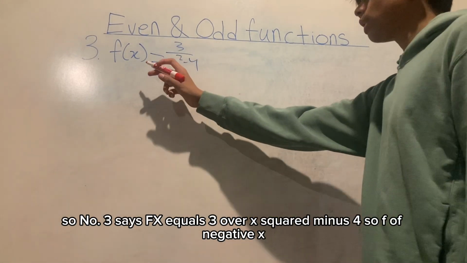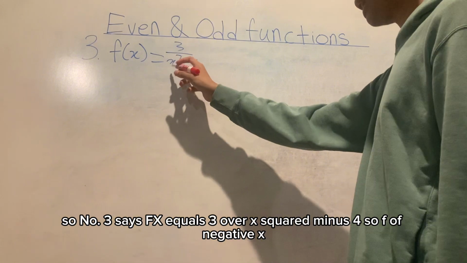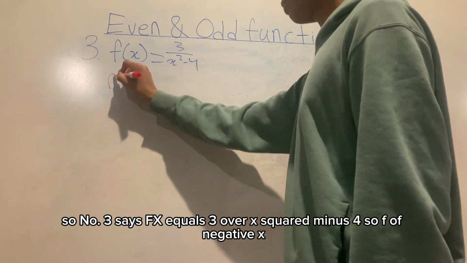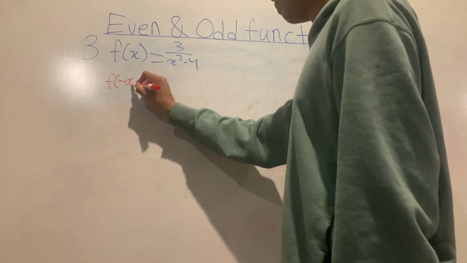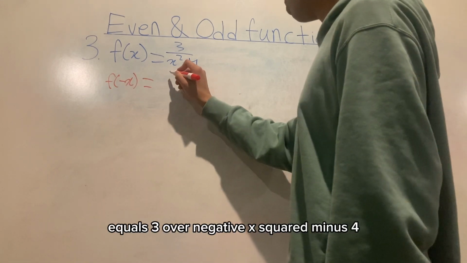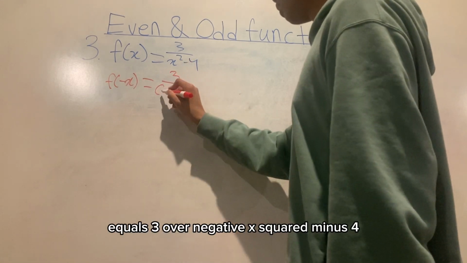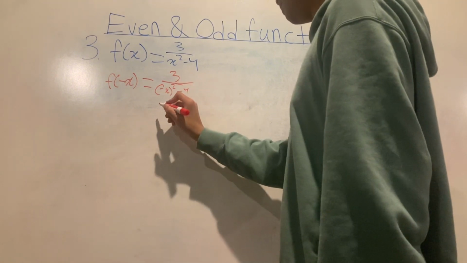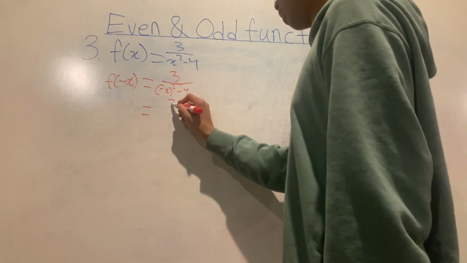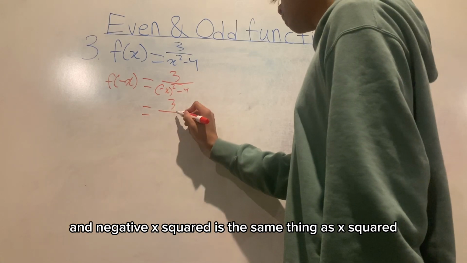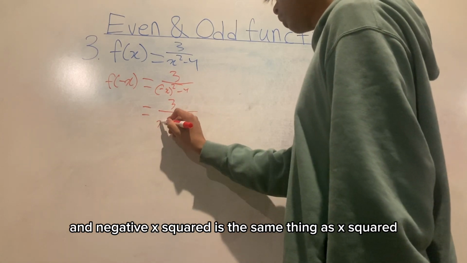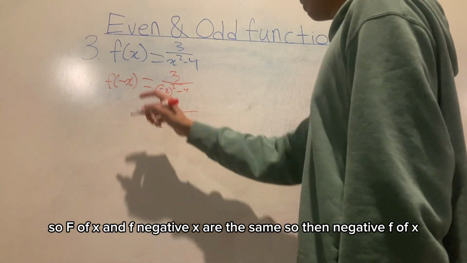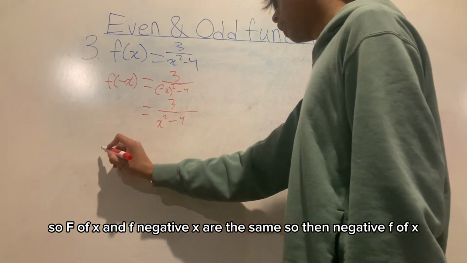Okay, so number 3 says f of x equals 3 over x squared minus 4. So f of negative x equals 3 over negative x squared minus 4. And negative x squared is the same thing as x squared, because anything negative squared is the same as itself. So f of x and f of negative x are the same.